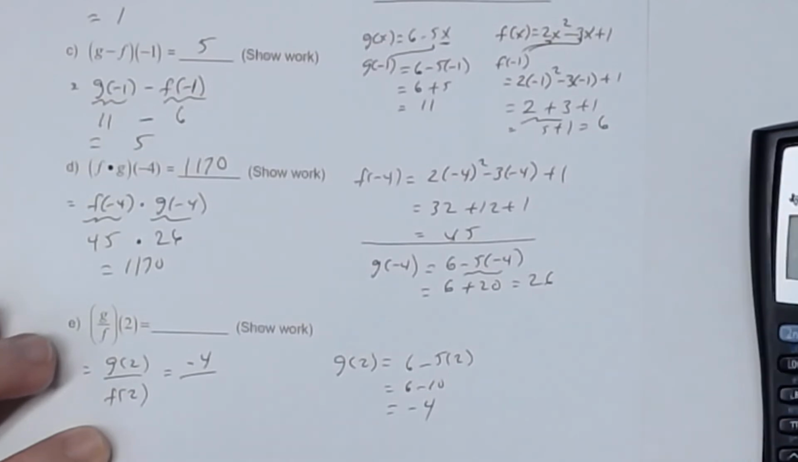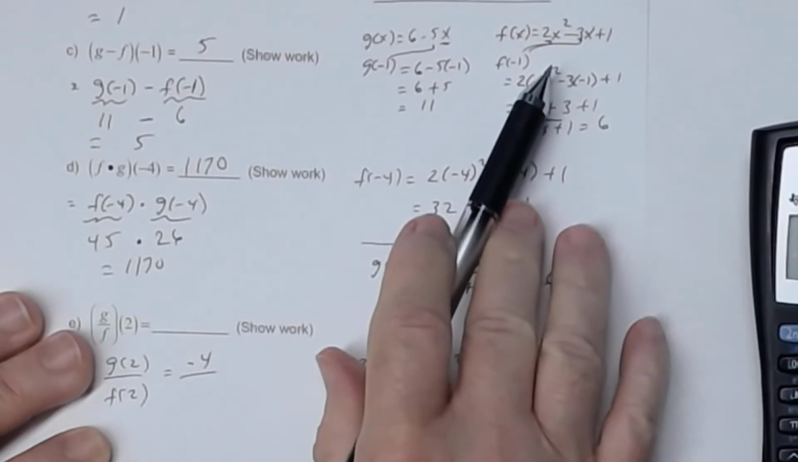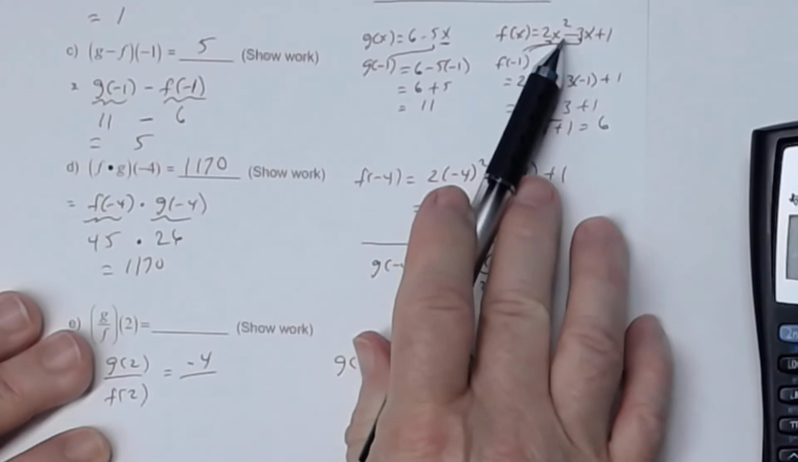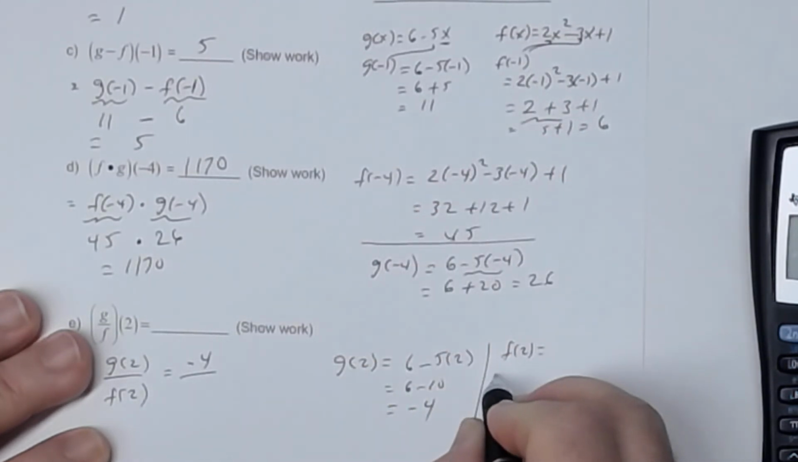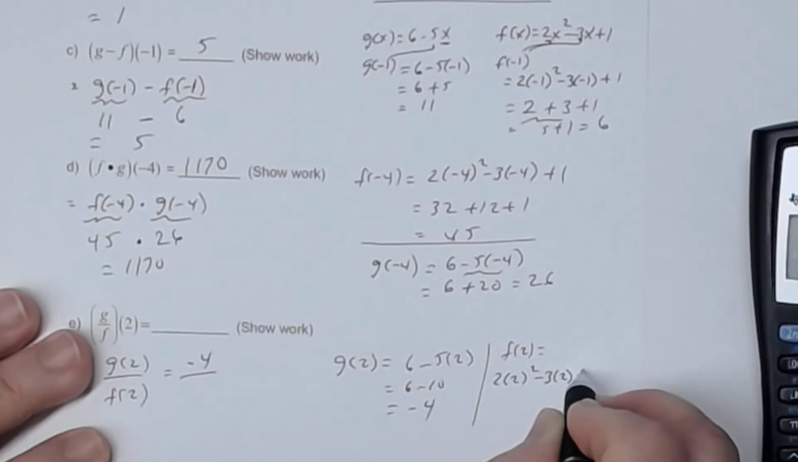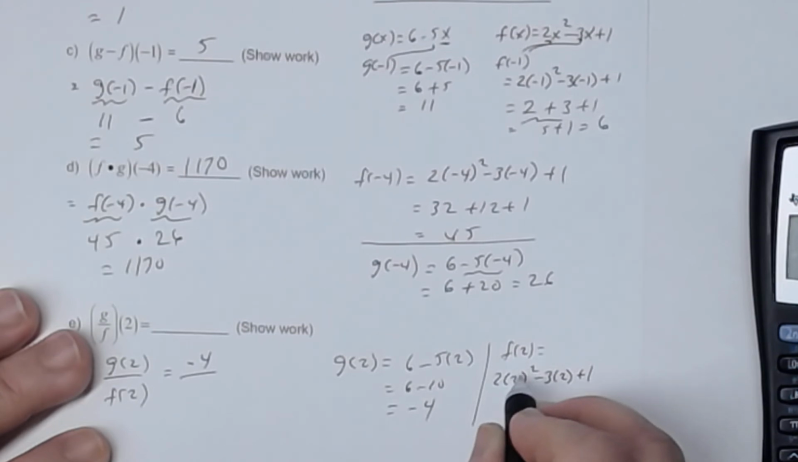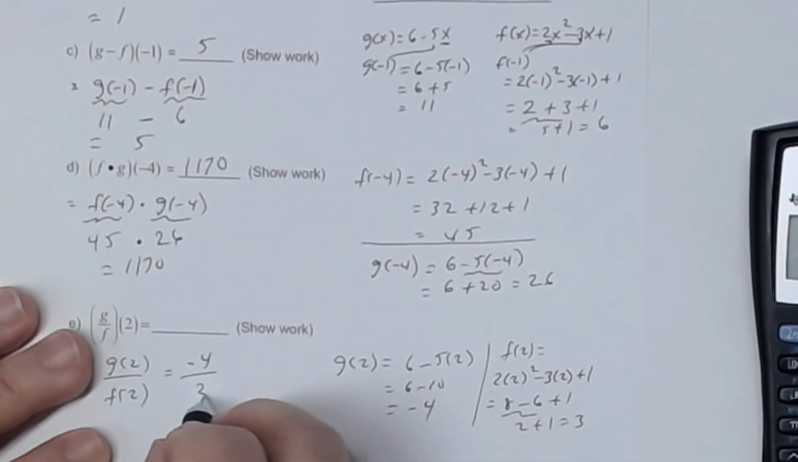The denominator, f of 2, so this time we go to my function f, and where we see the variable x, I'm going to substitute 2. So f of 2 would be 2 times 2 squared minus 3 times 2 plus 1. 2 squared is 4. 4 times 2 is 8. So that's 8 minus 6 plus 1. Negative 3 times 2 is negative 6. 8 minus 6 is 2. 2 plus 1 is 3. So I get negative 4/3.